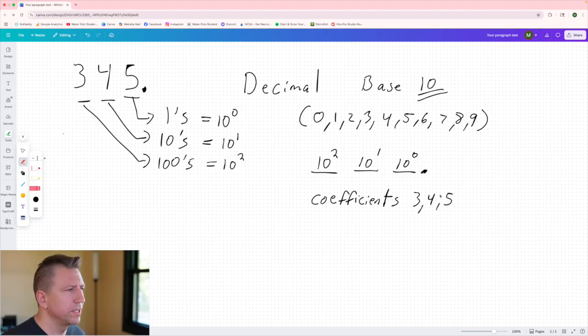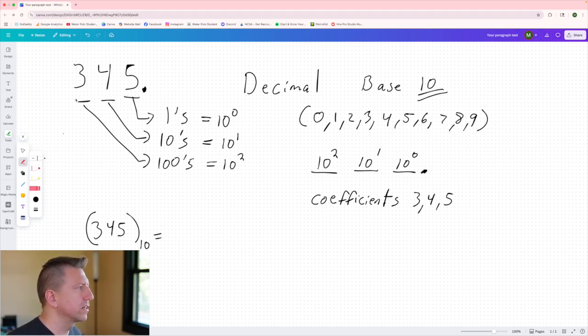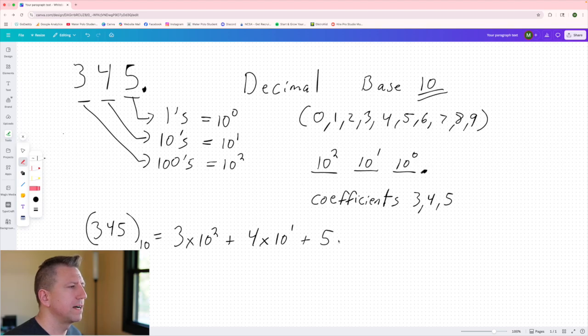So 345. But let's look at the polynomial form. This is actually how we're going to be writing this out. So 345, and I'm going to put these little parentheses around it and a 10 subscript, and that tells us that this is a base 10 number, and we're going to use 10 as our base in our polynomial. Now we take each of our coefficients and multiply it by the power that's associated with its place. So 3 times 10 to the 2 plus 4 times 10 to the 1 plus 5 times 10 to the 0.